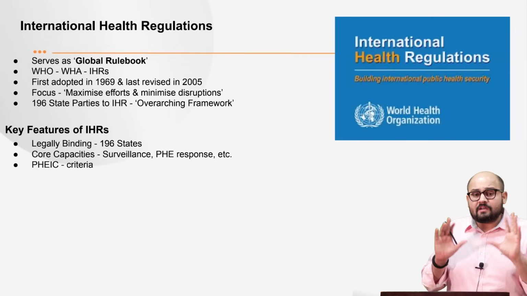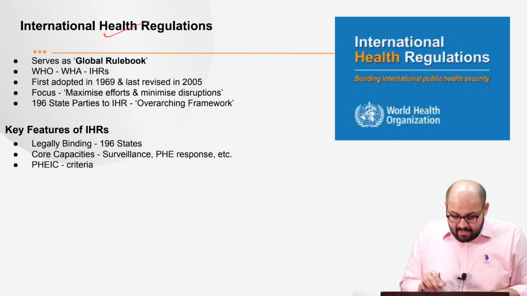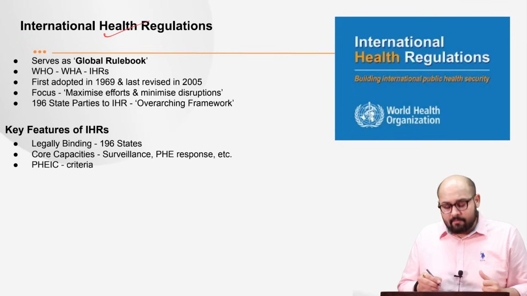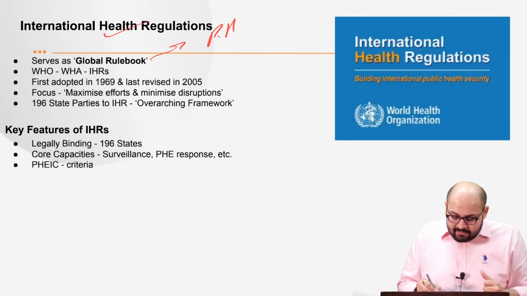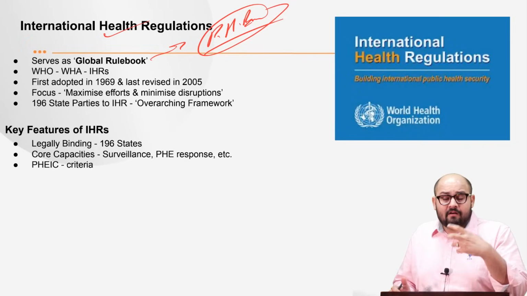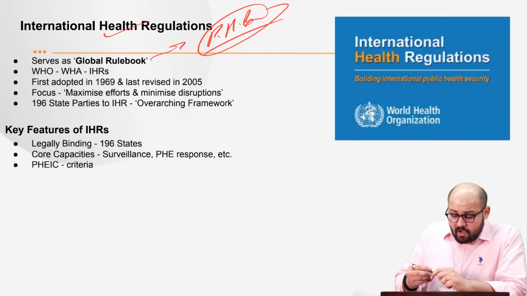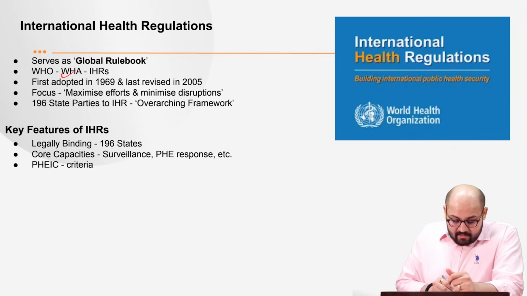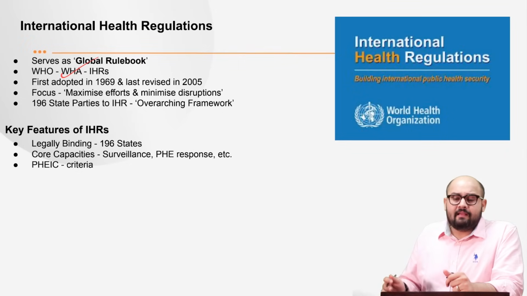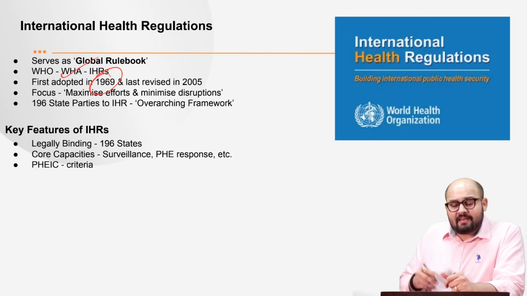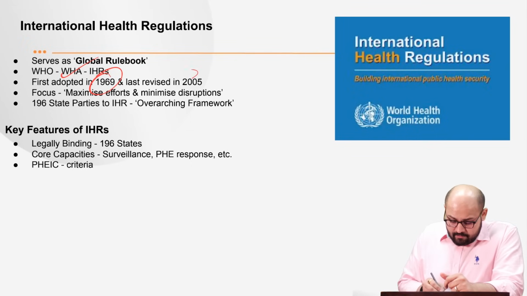Now, see, what are these international health regulations? This serves as a global rule book when it comes to public health emergencies. In order to deal with a public health emergency, it serves as a rule book, right? Now, the World Health Organization, through its primary instrument, that is the World Health Assembly, makes these international health regulations, right? These were first adopted in the year 1969, and last revised in 2005.